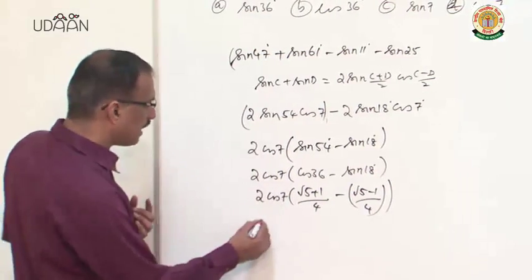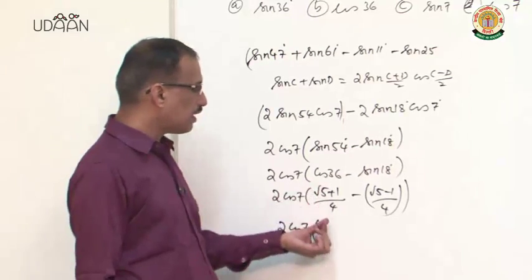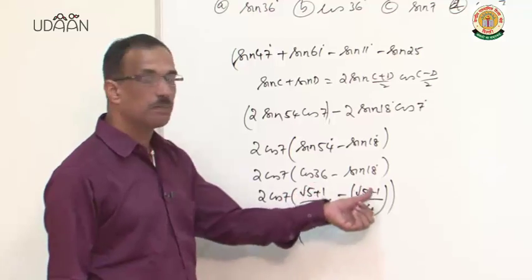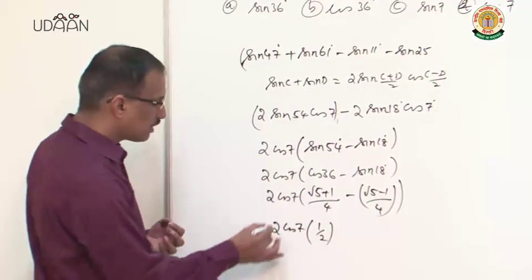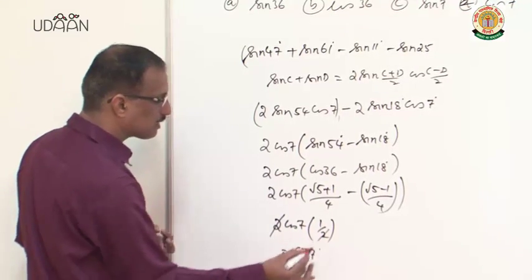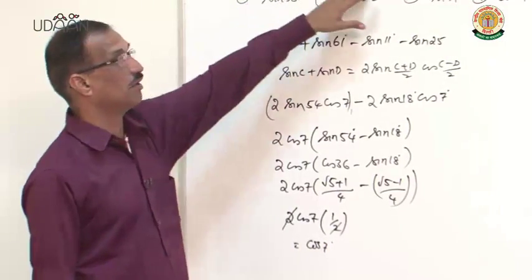Now if you simplify this, 2 cos 7 into root 5 by 4 minus root 5 by 4 cancel, and 1 by 4 plus 1 by 4 gives us 1 by 2. So this 2 and this 2 get cancelled, and you get cos 7 degrees. So what we have seen is the value of this.